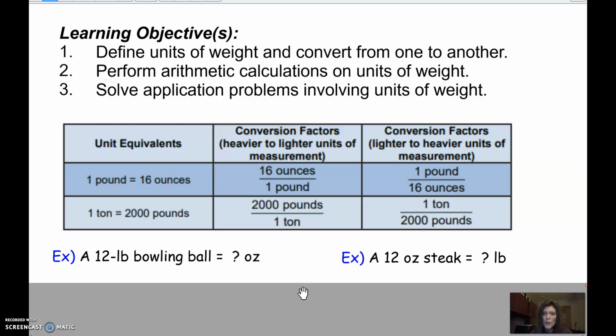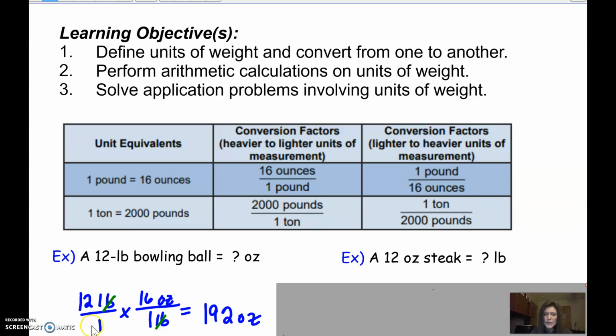First, a 12-pound bowling ball. How many ounces is that? Well, we have this one conversion factor that relates pounds to ounces, so that's what we're going to use. So I start with my 12 pounds over 1. And then I multiply it by that conversion factor, and I decide what goes on top by looking at what label needs to cancel.